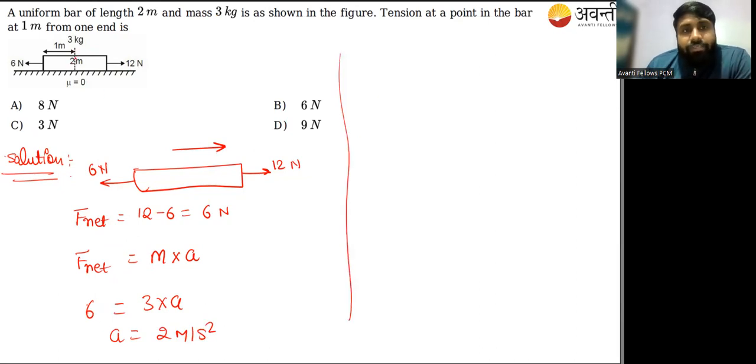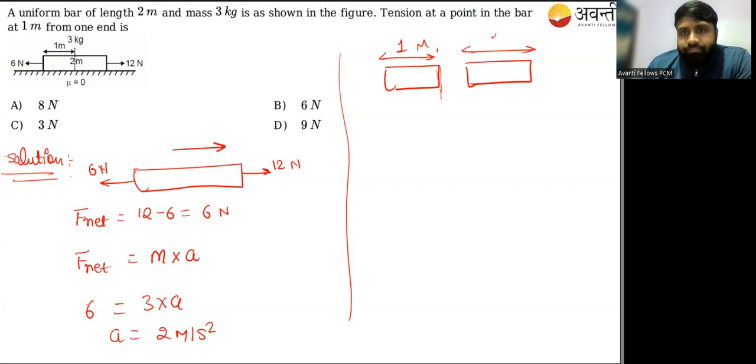Now, if you separate it, because we need to find out the tension and there is no friction, we have separated it from the given length. So the length of this is 2 meter, this is 1 meter, and this is also 1 meter. Now here we have applied a 6 Newton force. Here let us assume the tension developed is T. So on the opposite face, tension is T, and here it is 12.